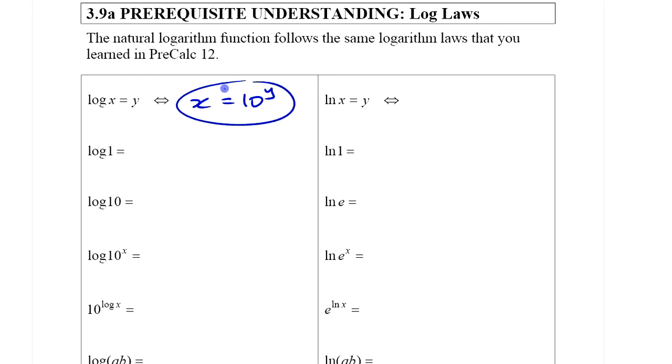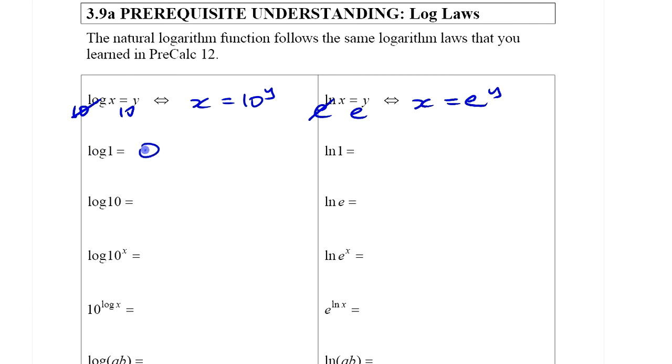The way we got this, or one way to think about getting that, is doing the anti-log base 10 on both sides, because that cancels out. You can do the same thing here, anti-log base e. Those are inverses of each other. You have x is e to the y, right? Natural logarithm is base e. Log of 1 was 0. Log of 10 was 1. Same thing over here. Ln of 1 is 0. Ln of e, since that's the natural base there, is 1.